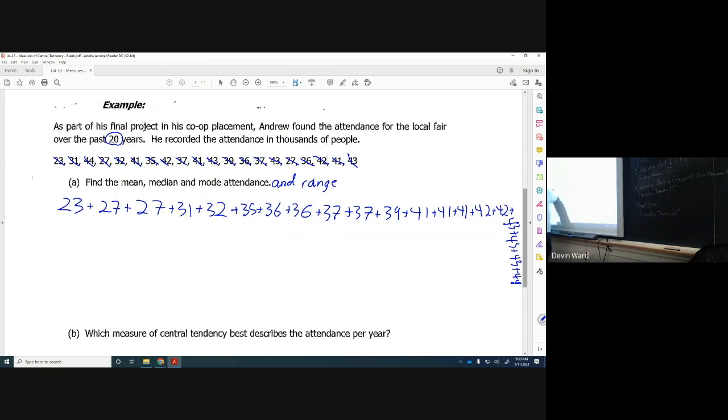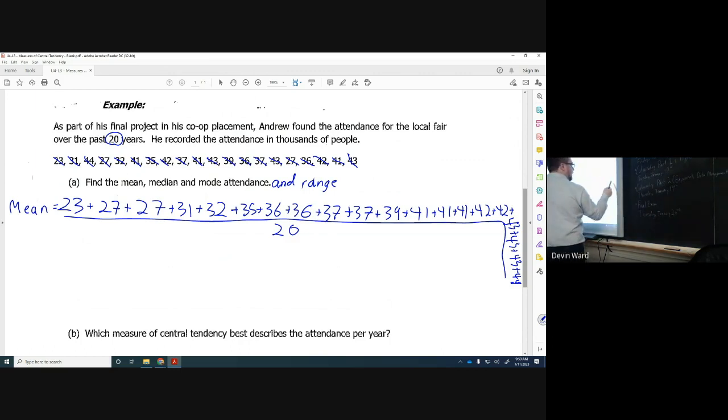So our mean would be equal to all of this divided by how many numbers were there? 20. Perfect. So I'm just going to count to make sure that I have them all. 1, 2, 3, 4, 5, 6, 7, 8, 9, 10, 11, 12, 13, 14, 15, 16, 18, 19, 20. Perfect. We have all 20.